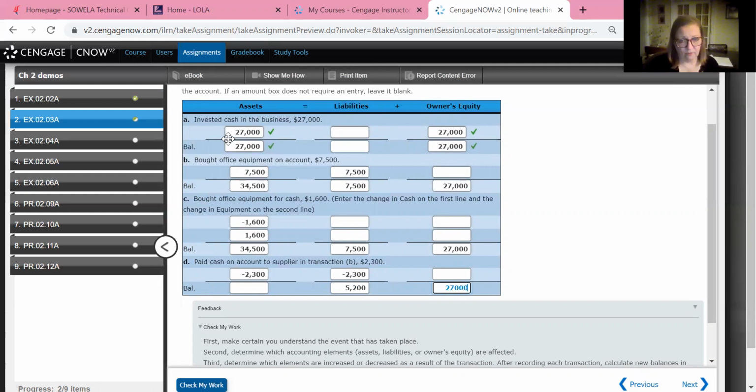My cash account went from 34,500 down by 2,300, which put me at 32,200. So I'll look at the numbers and see if they still balance, see if the asset total is still the same as the liabilities plus the equity. Okay, 27,000 and 5,200, that would be 32,200. And there's the assets at 32,200.